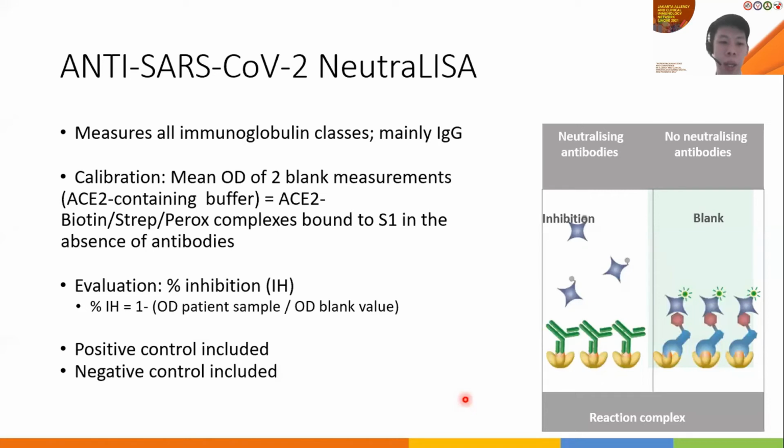Using our kit, a positive control as well as a negative control is already included. Hence, the laboratory does not need to purchase these additional controls, which increases the cost of running the test. The schematic of how inhibition will look is presented on the right.